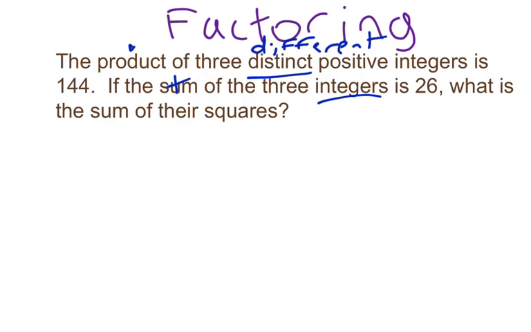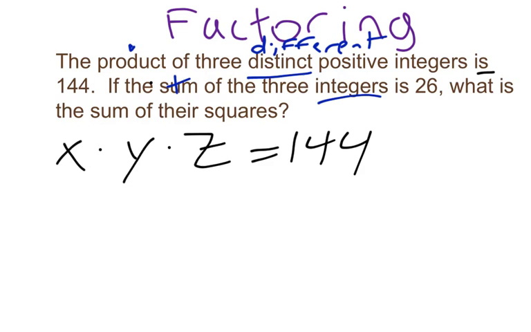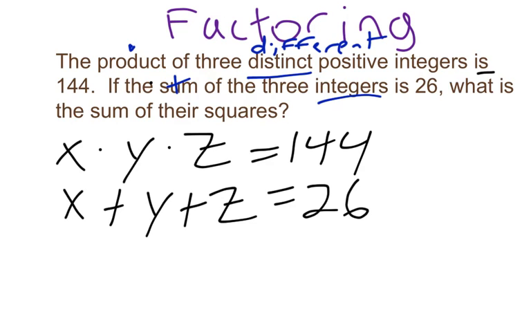So I need to write out the two equations I'm given here. Product of the three integers, so like x times y times z. I can just make up any three letters I want. Is means equals, so equals 144. So I know they multiply to give me 144, and it says they add to give me 26. So x plus y plus z equals 26.